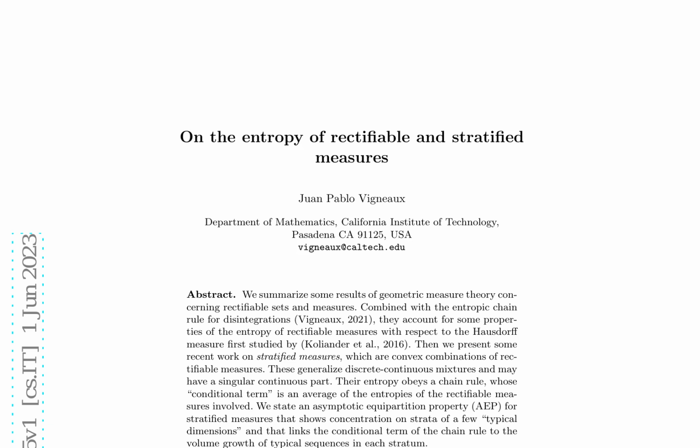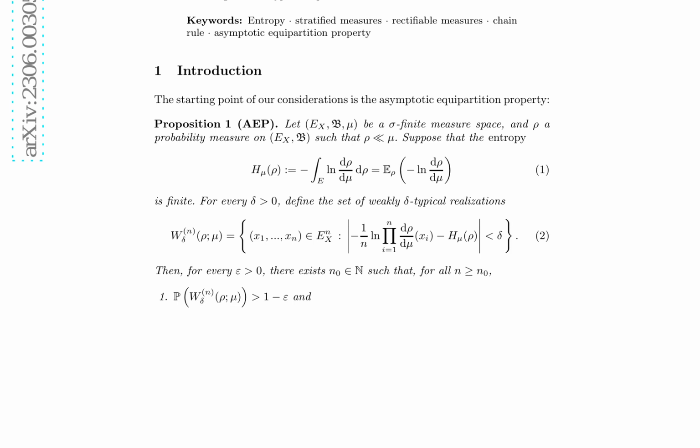The entropy of stratified measures obeys a chain rule, where the conditional term is an average of the entropies of the involved rectifiable measures. This chain rule is a fundamental property, as it enables the decomposition of entropy into its constituent parts. A crucial aspect of this research is the asymptotic equipartition property, AEP, for stratified measures.